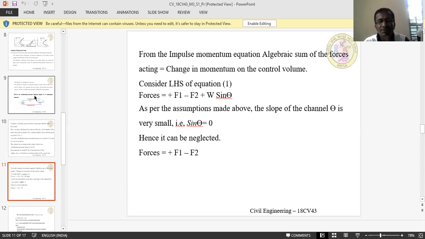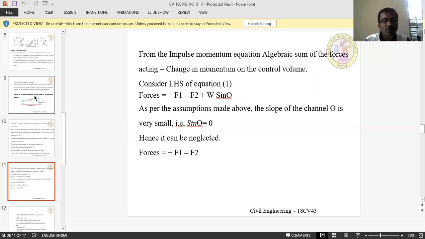From the impulse momentum equation, the algebraic sum of the forces acting equals the change in momentum on the control volume. It is Newton's second law. On the basis of that, the algebraic sum of the forces acting equals the change in momentum on the control volume. So consider the left hand side first, from equation 1.